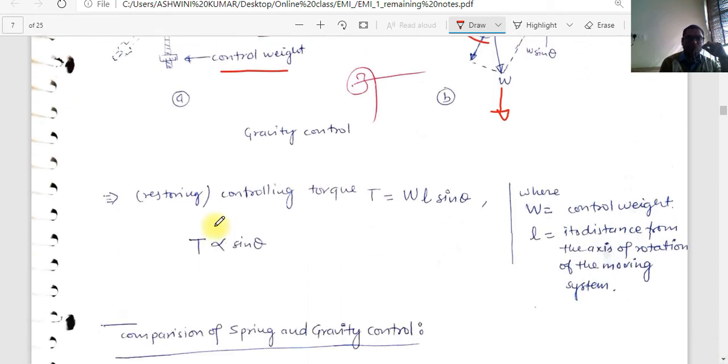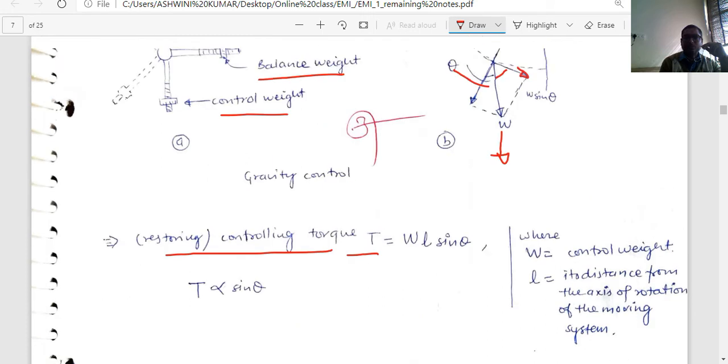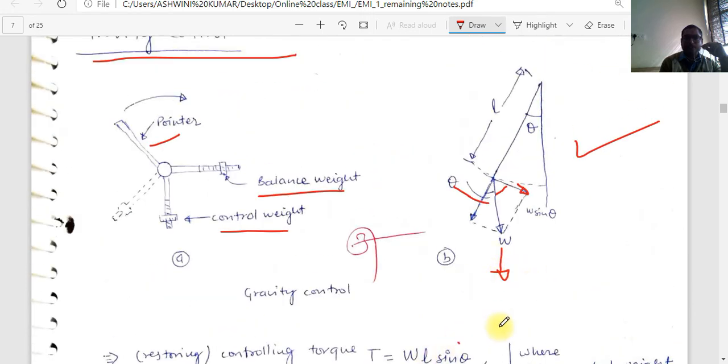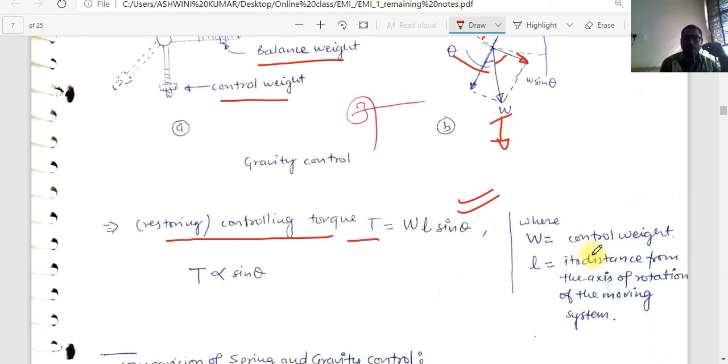For the gravity control, restoring control torque capital T is equal to WL sine theta. This is the W, this is L. WL sine theta, where W is the control weight, L is its distance from the axis of rotation of the moving system.